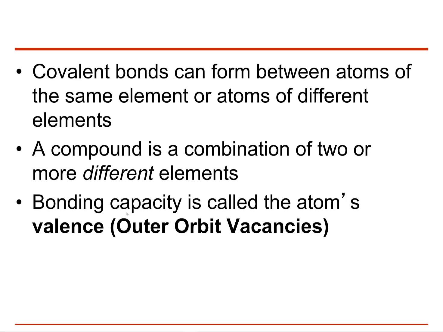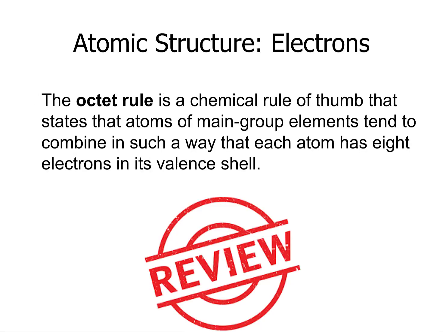So you're well ready, you already know that term. The outer orbit vacancies are the seats that are not filled for that octet rule. So carbon has 4 available seats, so that would be its valence number. Pretty straightforward. So just to review, the octet rule is a chemical rule of thumb that states atoms of a main group element tend to combine in such a way that each atom has 8 electrons in its valence shell, of the ones that we're worried primarily about.